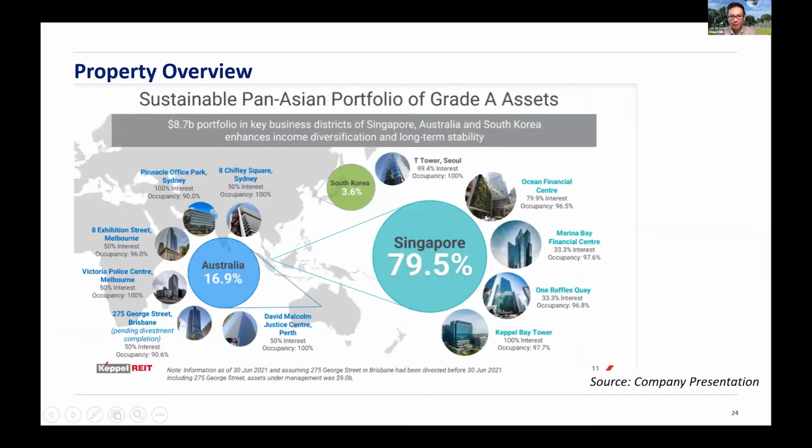So for Capital REIT, predominantly they have about 80% of the properties in Singapore. They also have properties in Korea, Seoul, and Australia. Same thing, the properties have very similar profiles, grade A office building type. So if you can just take a look at some of the photos here, it's actually grade A office building type.